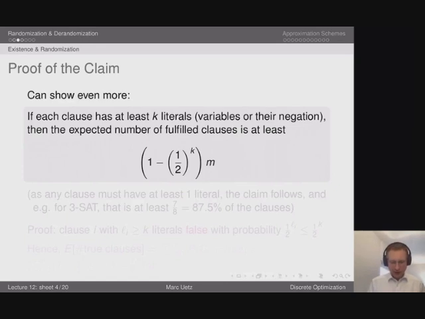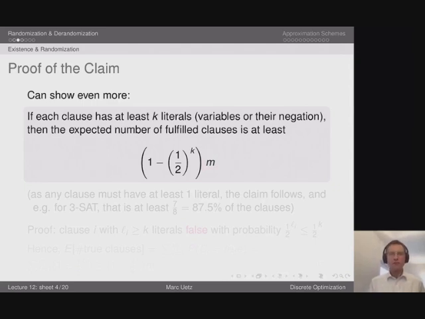Namely, if we have at least k literals in each of the clauses, so k is a lower bound on the number of literals per clause, then the expected number of fulfilled clauses is at least that large. So 1 minus 1/2 to the k times the total number of clauses. And I just argued why this is the case.